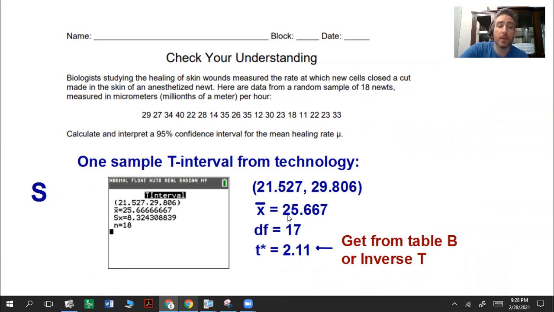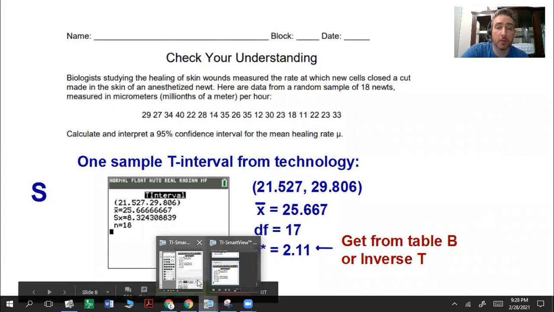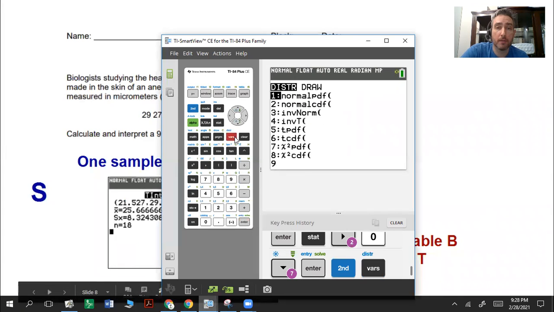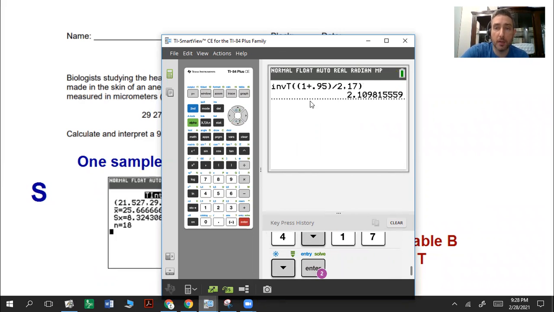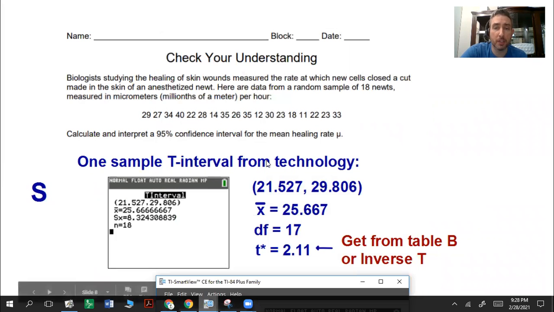And your t-star, you can get from inverse t. Remember, you can go there and go to second vars 4. And I just do 1 plus 0.95, I average it out with 1, so 1 plus 0.95 divided by 2. And your degrees of freedom will be 17, since it's 18 newts. Then you can click paste, and you can see about 2.11. So that's all you really need. You get your interval, you report your mean, your degrees of freedom, your t-star, and then you summarize.